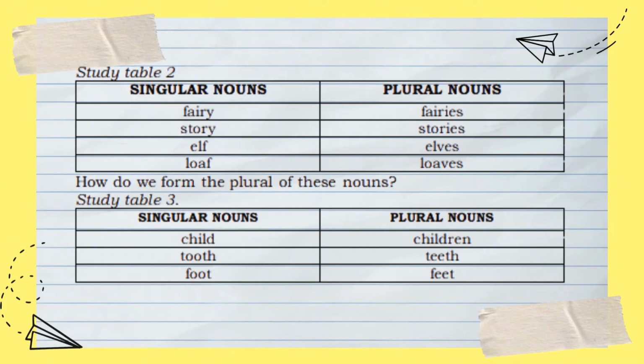Now let's have table 3. We have child and children, tooth, teeth, foot, and feet. And for some nouns, to form the plural form of the noun, we need to change their spelling to create their plural form.